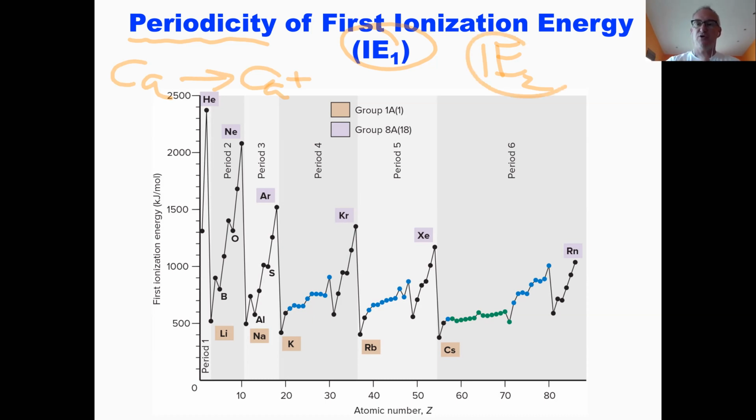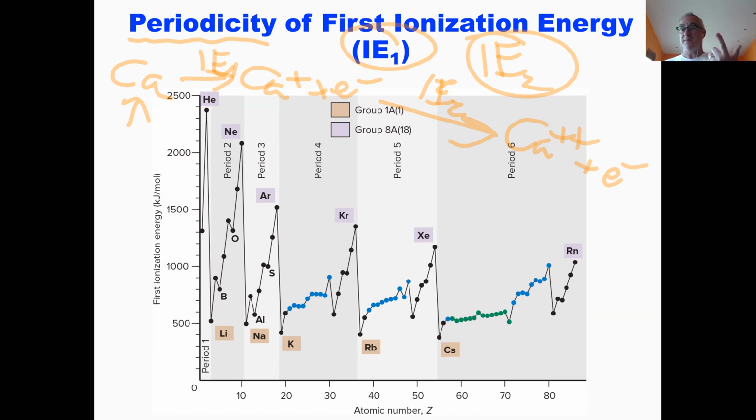Now, what do you think IE2 is? Remove the second electron. Exactly. So this is IE1, where I'm taking the first electron away from a calcium atom and forming calcium 1+. And then my second ionization energy is the energy required to remove that second electron away from calcium 1+ and form calcium 2+. And then the third ionization energy, we're removing the third one, and the fourth would be removing the fourth one. But right now, we're just dealing with the very first. We're just taking one electron away from these atoms.